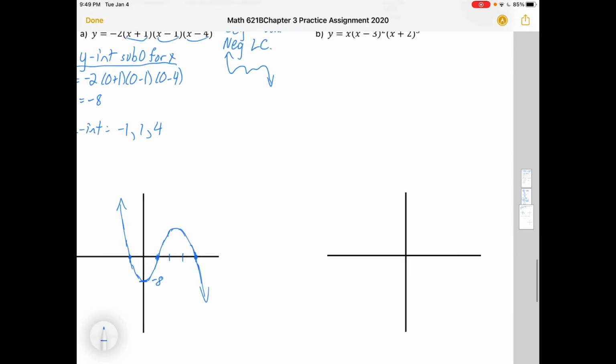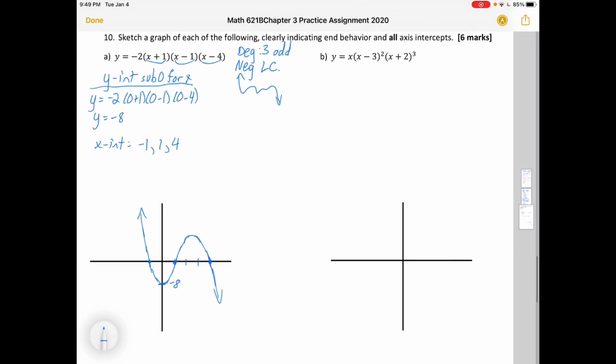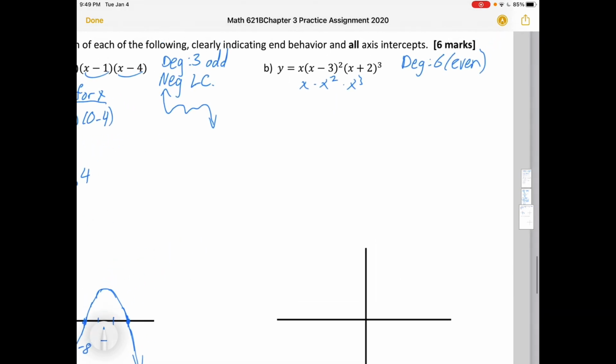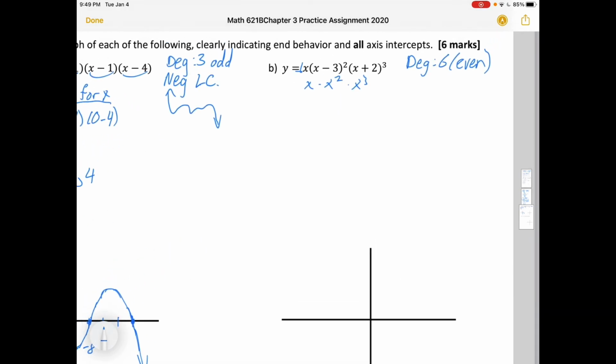The next one has some multiplicity on its roots. So let's see. Essentially, it's an x times an x squared times an x cubed. Its degree is 6, which is even. And there's no leading coefficient out front, so it's like there's a secret 1 here. So it's got a positive leading coefficient, meaning that its general look, degree is even, is something like this. Okay. I'm going to get rid of some of these extra scribbles here and get down to business.